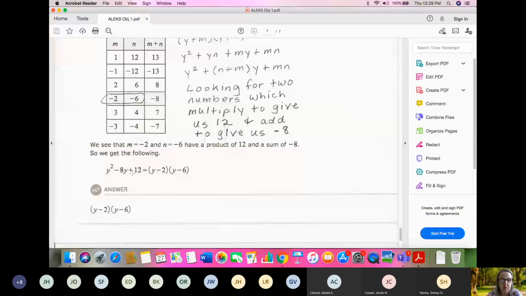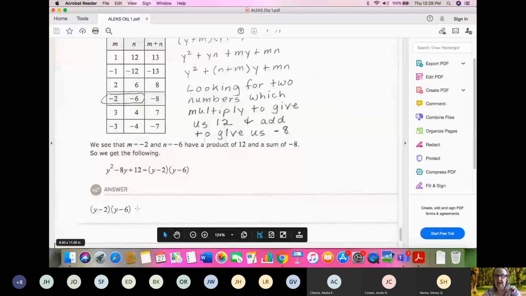So -8 of what? Y. And then we have the last two. Negative times a negative is a positive. 2 times 6 is 12. So we know we've got the right factorization here.